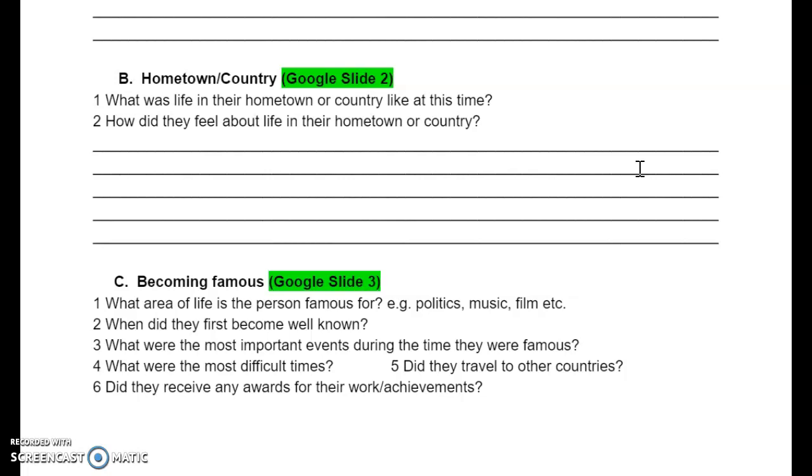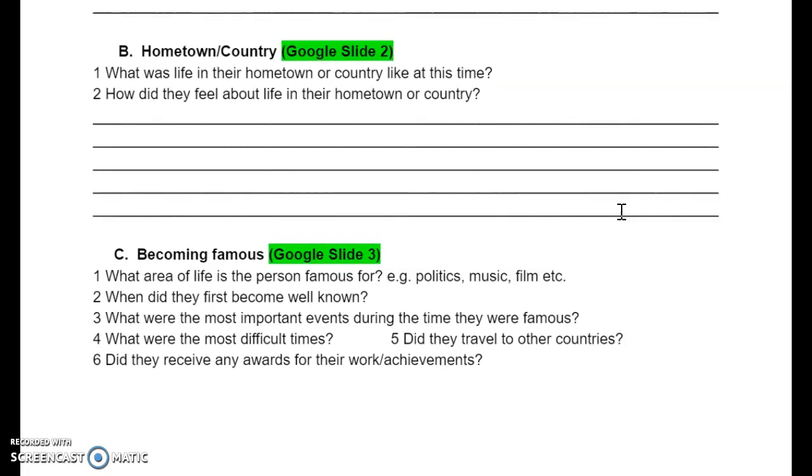becoming famous. The questions are, what area of life is the person famous for? Politics, music, film, those are just some examples. Question 2, when did they first become well known? Question 3, what were the most important events during the time they were famous? Question 4, what were the most difficult times? Question 5, did they travel to other countries? Question 6, did they receive any awards for their work or achievements?